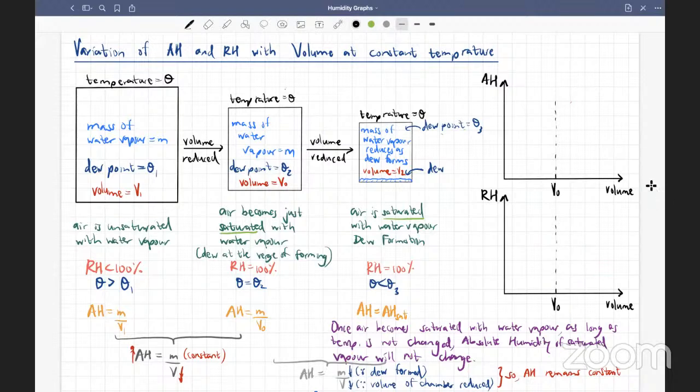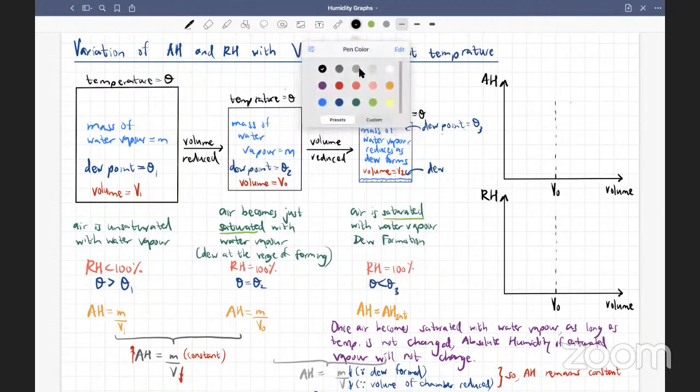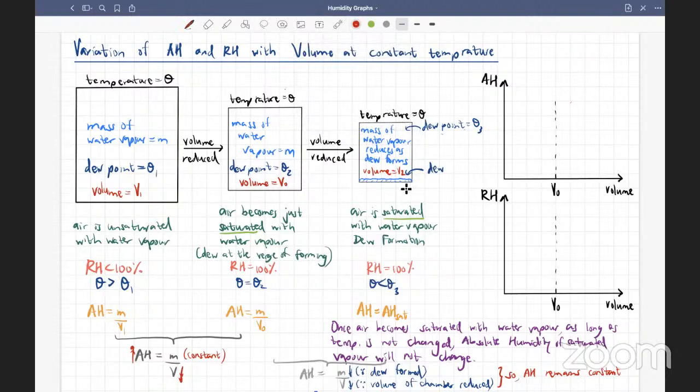Yeah, the graph for AH. Now, how will it be? As you can see, when the volume is less than V naught, AH is constant because it's saturated. Temperature is not changing. Our volume is less than V naught, that means saturated. We are talking about a saturated sample, air saturated with water vapor. If air is saturated with water vapor, as long as temperature doesn't change, AH will remain constant.